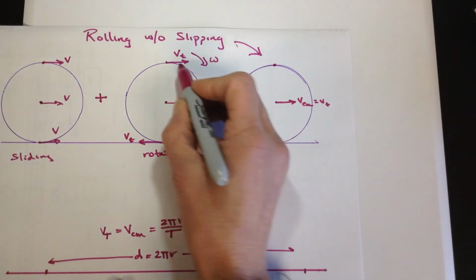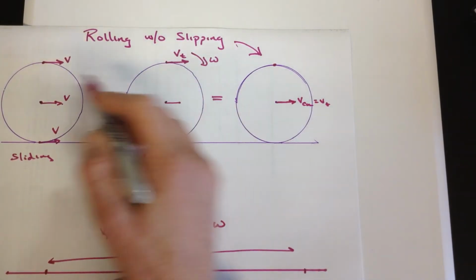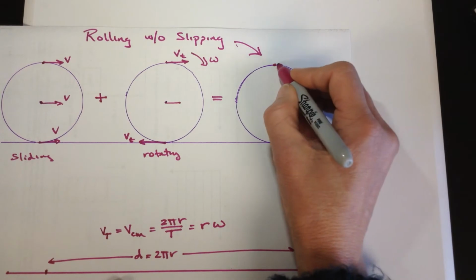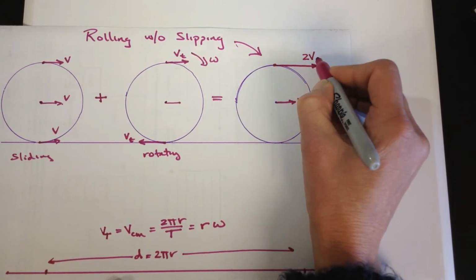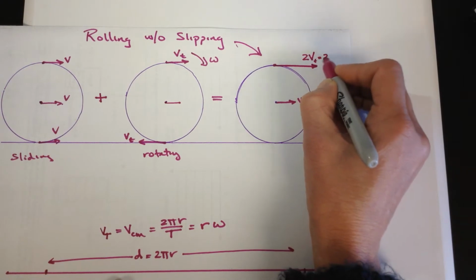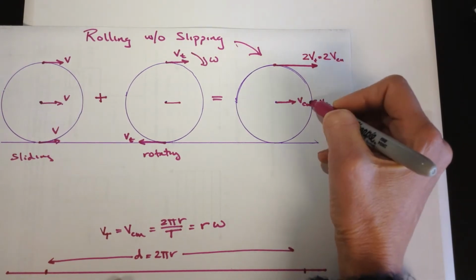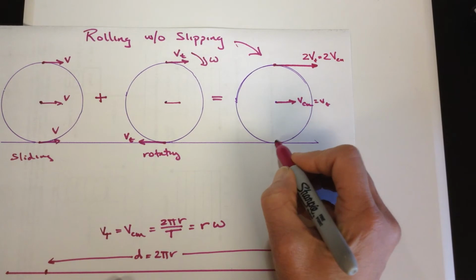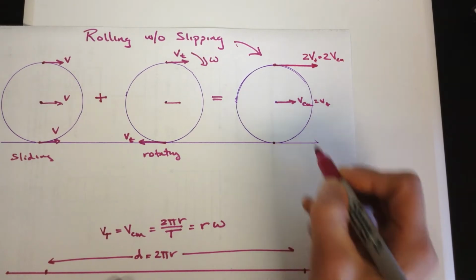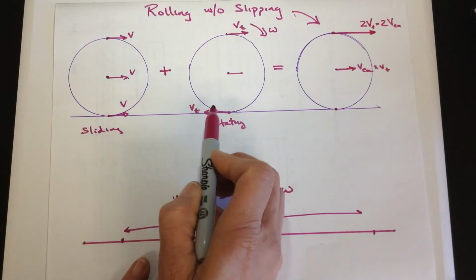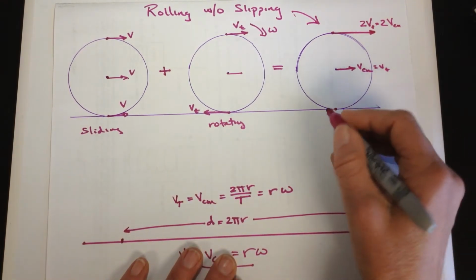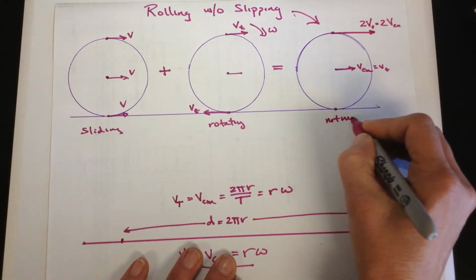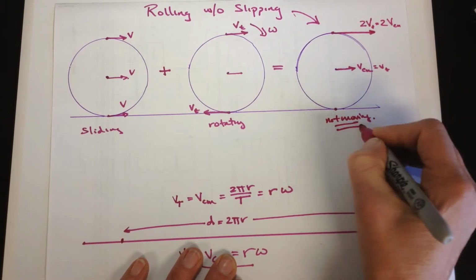Then these two are going to be equal to each other. So that's the condition of rolling without slipping. At the top, it actually has a speed equal to twice the tangential speed, or twice the speed of the center of mass of the object at the center. Then if we look at the bottom, these two speeds are equal in magnitude, pointing in opposite directions. At the very bottom of the rotation, it's not moving at all. So instantaneously, it's not moving.